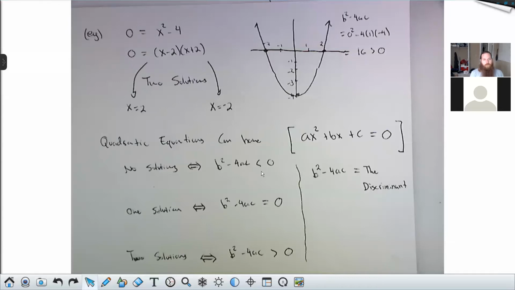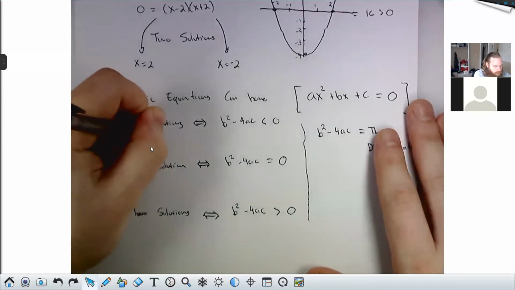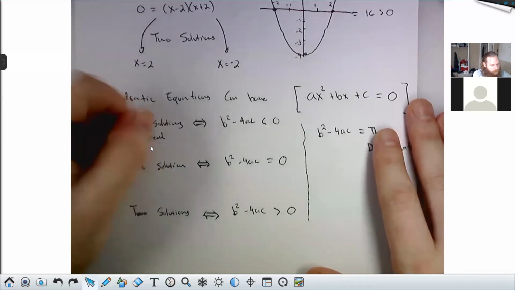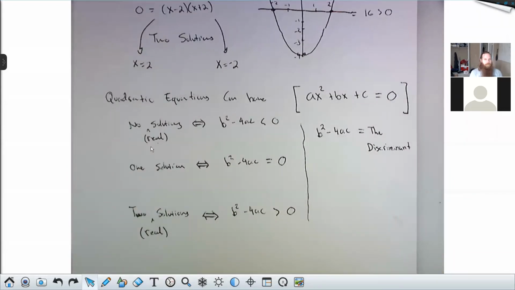So this is true in general, and you can do this for any quadratic equation. If you want to know whether or not it has real solutions, I should say no real solution, and here two real solutions, then you can compute the discriminant. Now, if you have no real solutions, that means what you have are two complex conjugate solutions. And next time we're going to talk about complex numbers. I'll show you how to find those complex conjugate solutions.